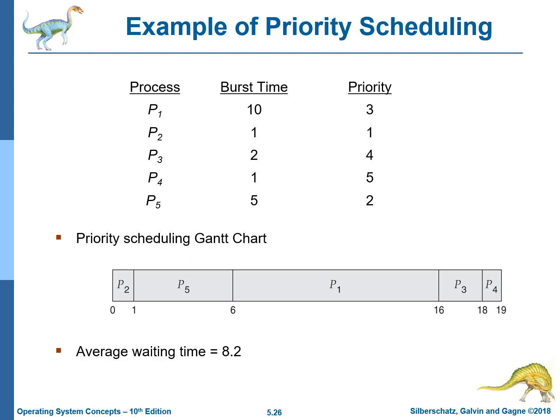This is an example of priority scheduling, and this is the Gantt chart for it. Also, the average waiting time that we can see here is 8.2.